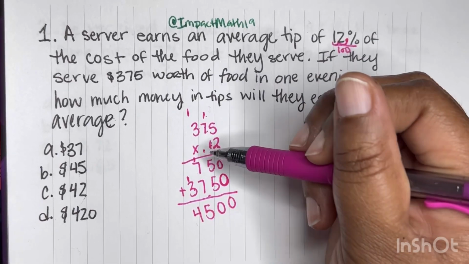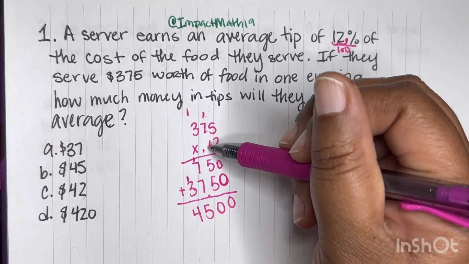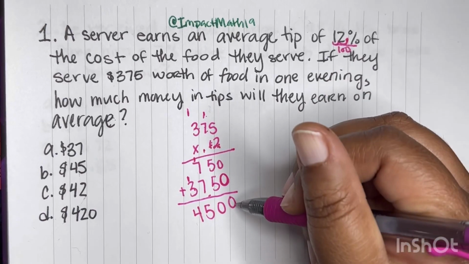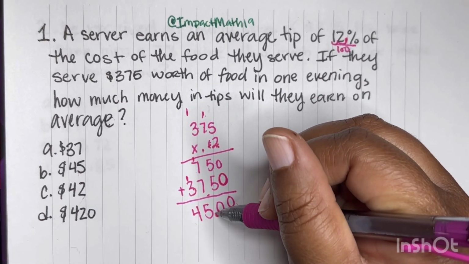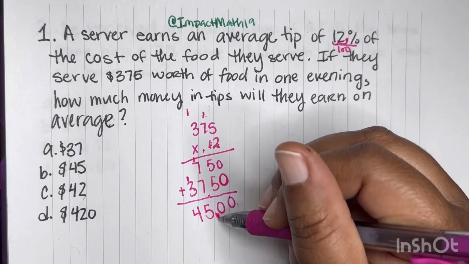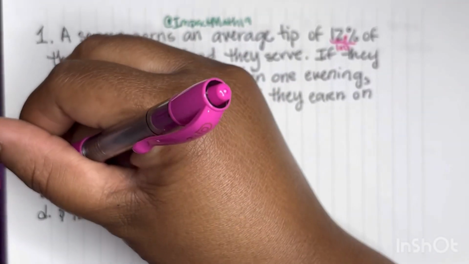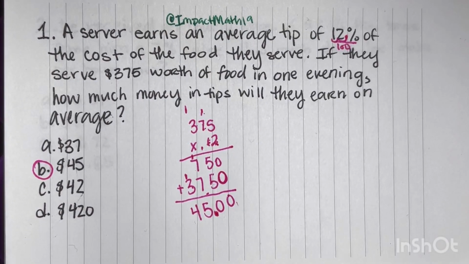Don't forget, whenever you have a decimal, you have to count how many digits you have behind the decimal. And that's where you put your decimal place. So 1, 2 right here has to go. And B is going to be your answer.